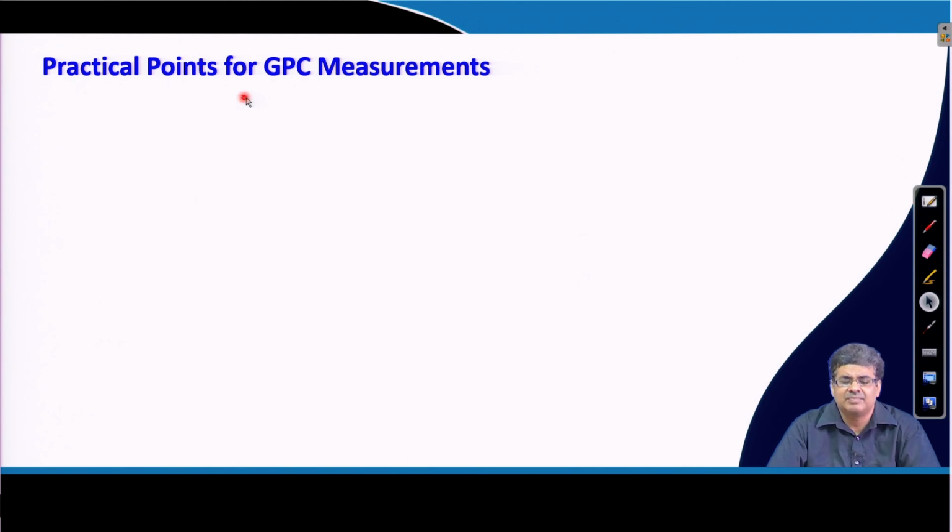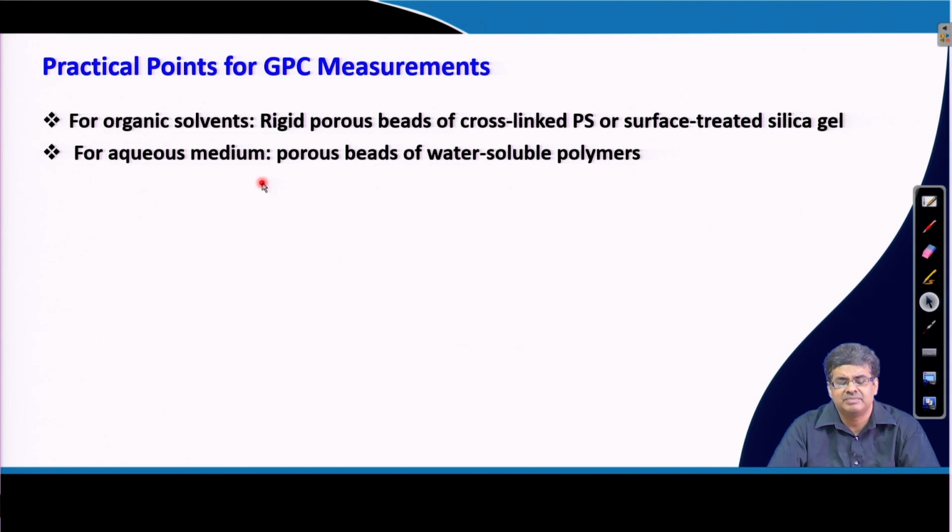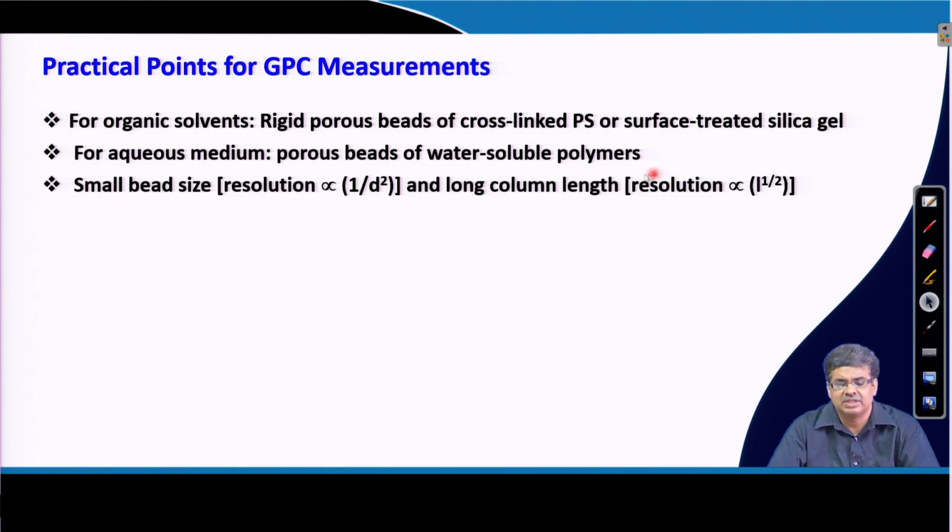Quickly, let me say a few practical points about GPC measurement. For organic solvent, rigid porous beads of cross-linked polystyrene or surface treated silica gels are used. For aqueous medium, porous beads of water soluble polymers like dextran are used. Small bead size and long column lengths are preferred for good resolution. The resolution is proportional to 1/d squared, where d is the diameter of the bead, and proportional to the length to the power half.